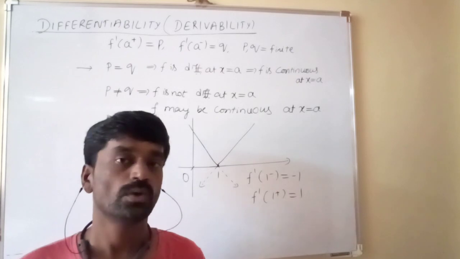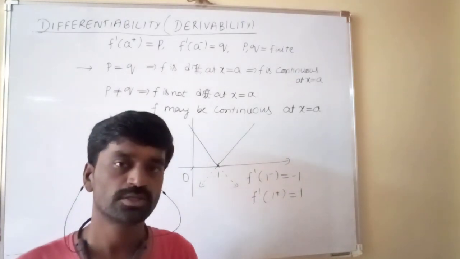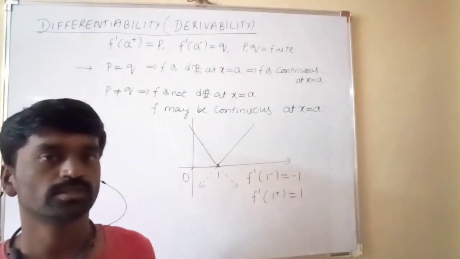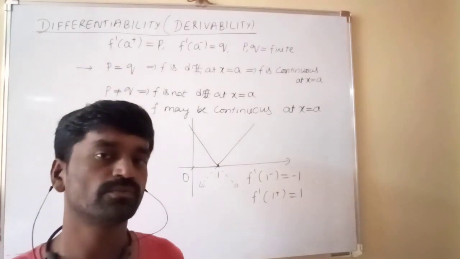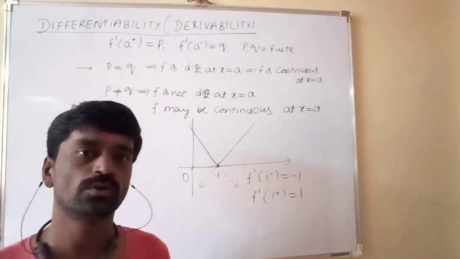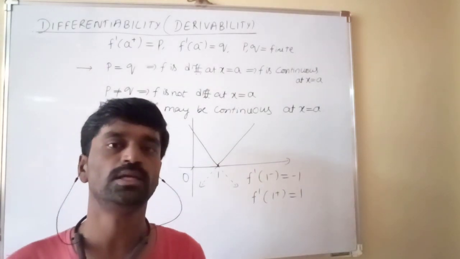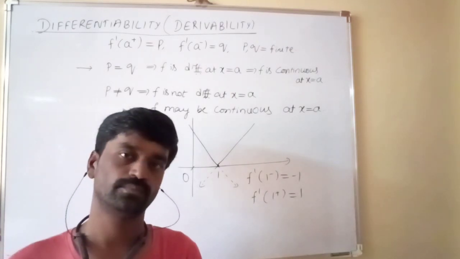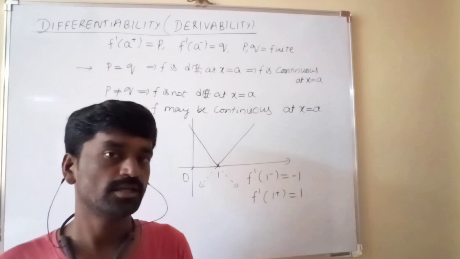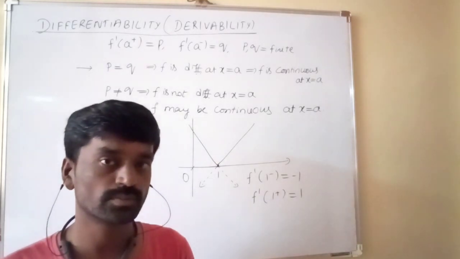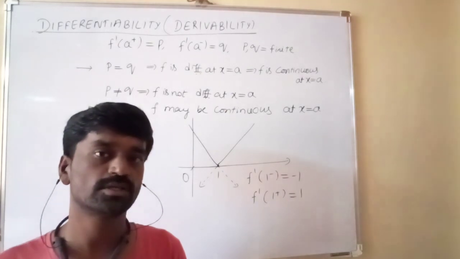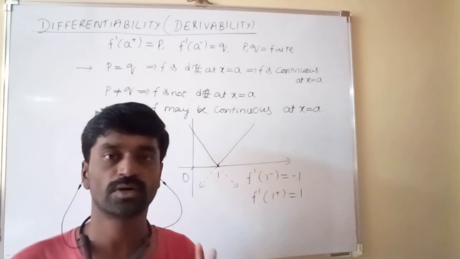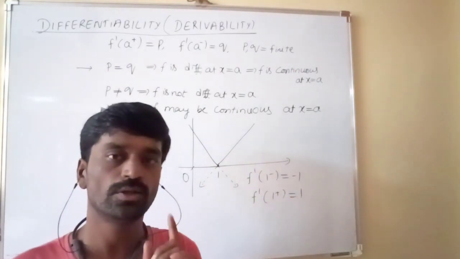For example, if at that point the function has a vertical tangent, it means the slope of the tangent becomes infinity. The slope of the tangent at that point, dy by dx, you will get infinity. That means dy by dx is not finite. So we can't say y is differentiable at that point. But the tangent exists. So the function is not differentiable, but the tangent exists. Only in which case is it possible? Only in case of a vertical tangent. In case of a vertical tangent, the function is not differentiable, but it is possible to draw a unique tangent.